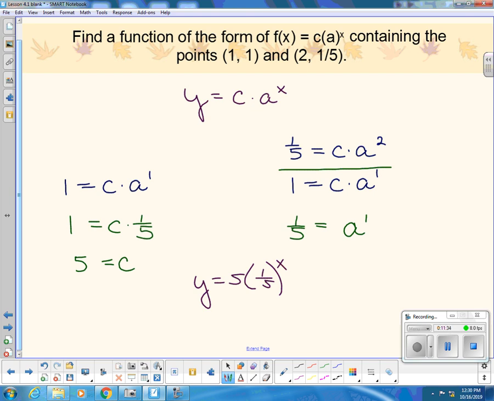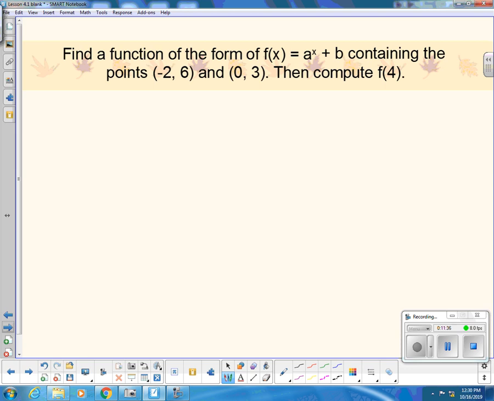Okay, let's try this one. This equation's a little bit more involved because you have a plus sign here. So we're not going to be able to divide. We're still going to write our two equations, though, and just see what we can do. That's my first equation, and that's my second equation. You cannot divide these. If you divide them, things aren't going to cancel like they did before because of the plus sign. So we've got to figure something else out.